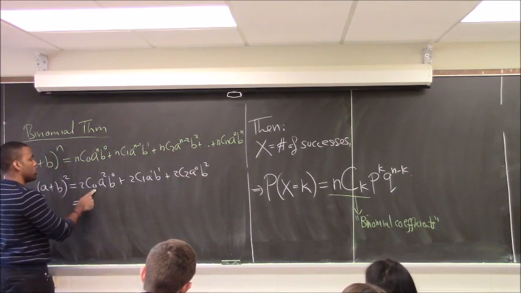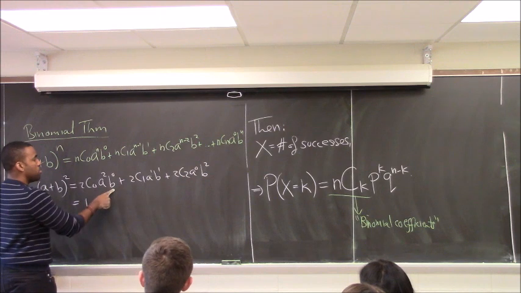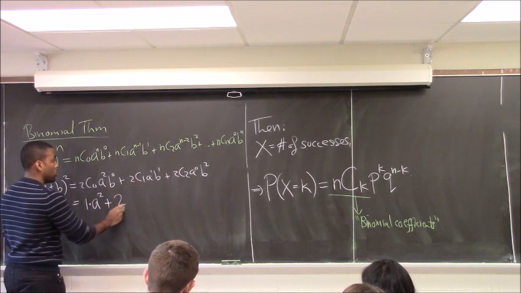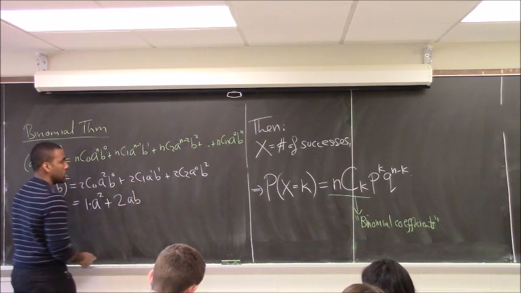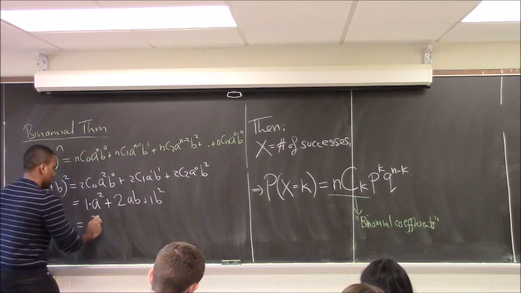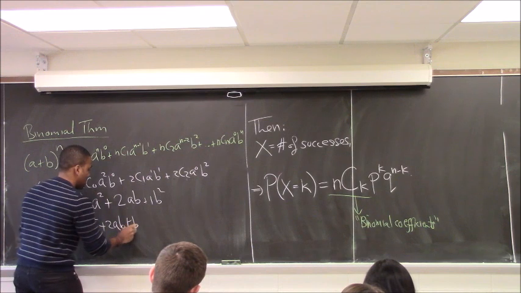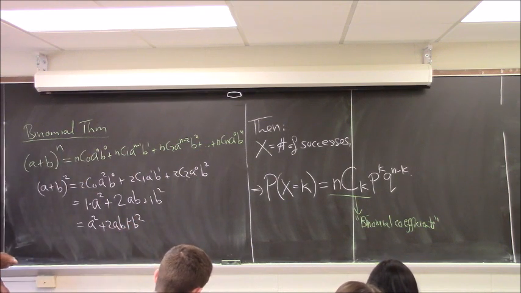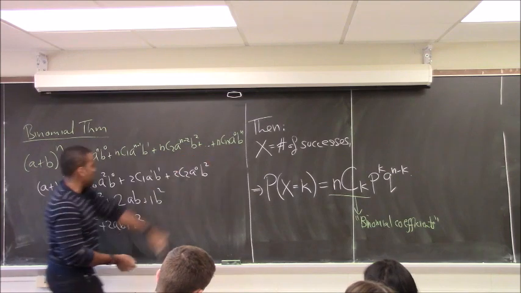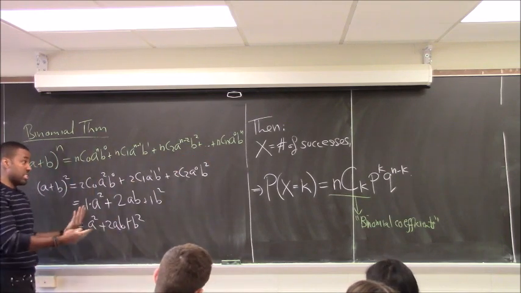You will notice that 2 choose 0 is actually 1, and b to the 0 is 1, so you're just left with a squared, plus 2 choose 1 is 2, and then you have ab, and 2 choose 2 is 1, so you have b squared. You get that formula. And you can do this for any level. If you do (a plus b) cubed, it's going to be 3 choose 0, 3 choose 1, 3 choose 2, 3 choose 3, and then you do this with the powers, and that's how you expand the cube.